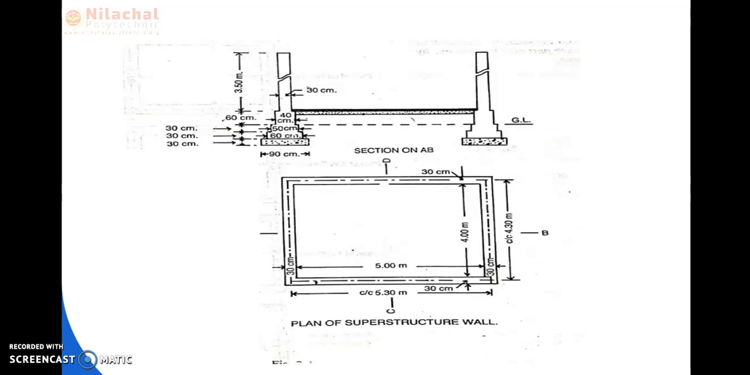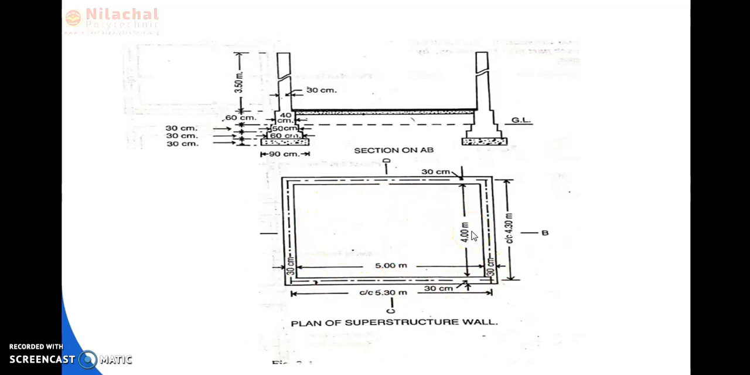Here the long distance is 5 meter, so the long wall is 5 meter. The short distance is 4 meter, so the short wall is 4 meter. The long wall center to center distance is 5.30, and the short wall center to center distance is 4.30. The brick thickness for both the short wall and long wall is 30 centimeter.